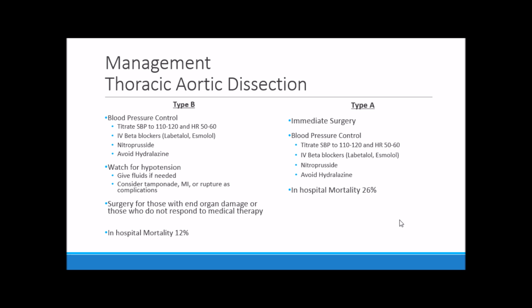It doesn't help for these patients to be very tachycardic because every beat exposes the aorta to more shearing forces. Beta blockers that you can give IV and titrate are your first line, so esmolol and labetalol. You can use nitroprusside, however, it really needs to be paired with a beta blocker, otherwise you can get a reflex tachycardia.